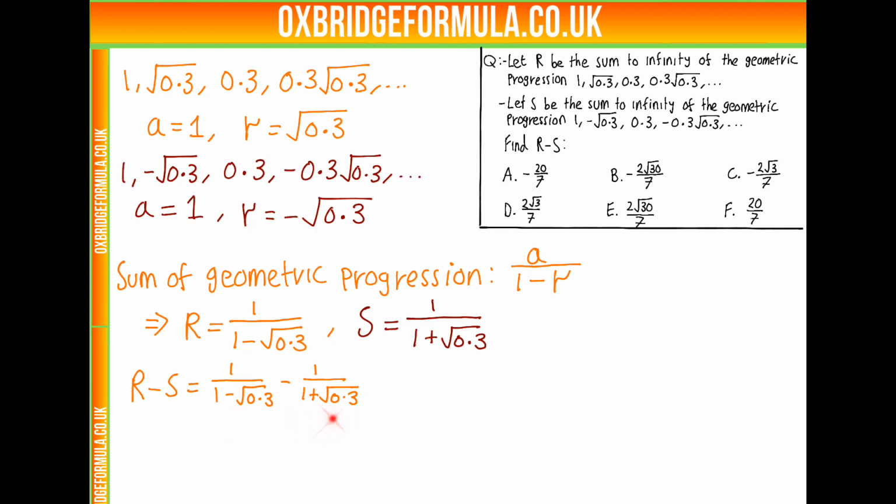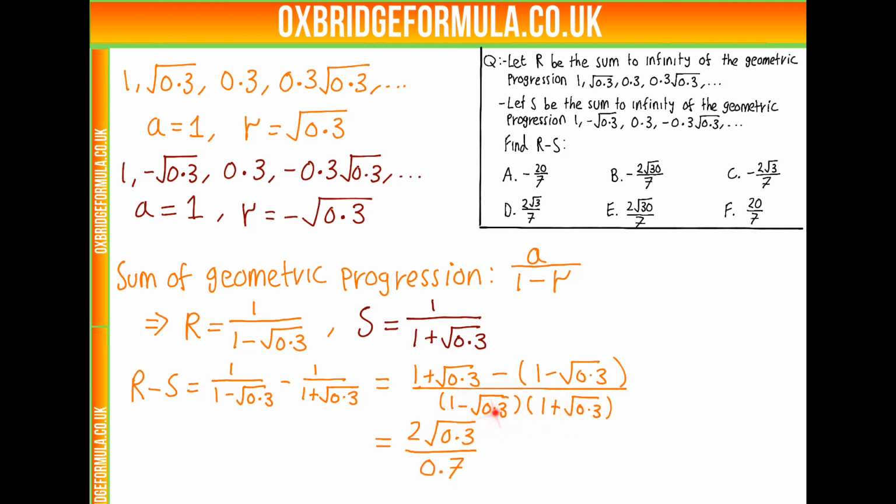So where do we go from here? Well, let's put them on a common denominator. So it's times the numerator and denominator of this by 1 plus root 0.3, and numerator and denominator of this by 1 minus root 0.3 to get this result. Now the top is very nice because the 1's cancel, and the bottom is nice because it's a difference of 2 squares. So we have 1 minus root 0.3 times root 0.3, so 1 minus 0.3, so 0.7, and on top we've just got the 2 times the square root of 0.3.